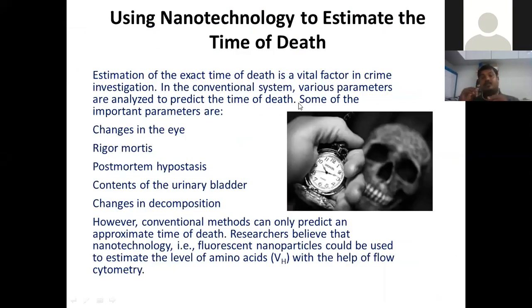Nanotechnology is also used to estimate the time of death. This is not only used in forensic science but also in forensic odontology, to identify whether something is 1,000 years, 500 years, or 100 years old, which was previously done by carbon dating. Based on the date, they identify things at crime scenes. Changes of the eye, rigor mortis, postmortem hypostasis, and urinary bladder changes in decomposition can all be identified using fluorescent nanoparticles like cadmium sulfide nanoparticles and selenium nanoparticles, which have fluorescent capability and are also used in the diagnosis of diseases.